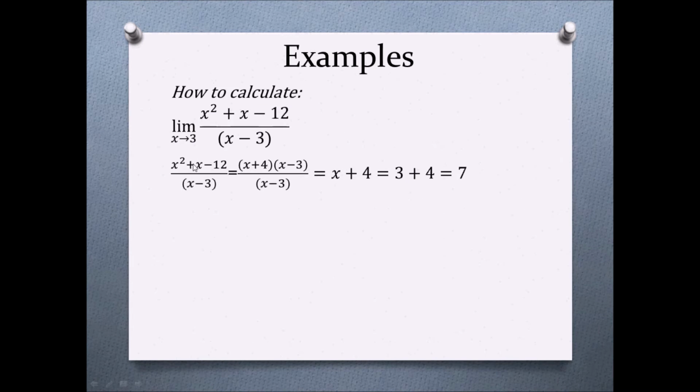Well, first you need to know how to factor. If you're watching these videos, I'm assuming you know how to factor already. If not, then you need to learn this. So if you factor x squared plus x minus 12, you get the quantity of x plus 4 times the quantity of x minus 3. And now you can cancel out x minus 3, and now you have x plus 4. And now you can substitute 3 in for x. And if you substitute that in, you get 7. 7 is the correct answer.